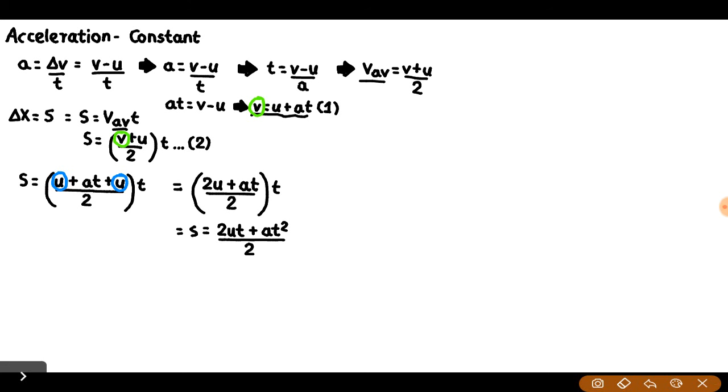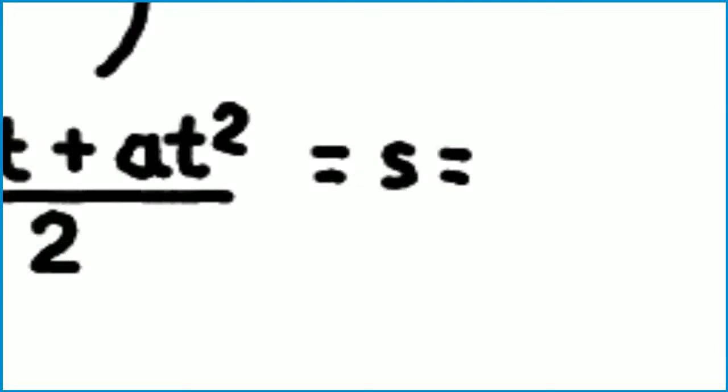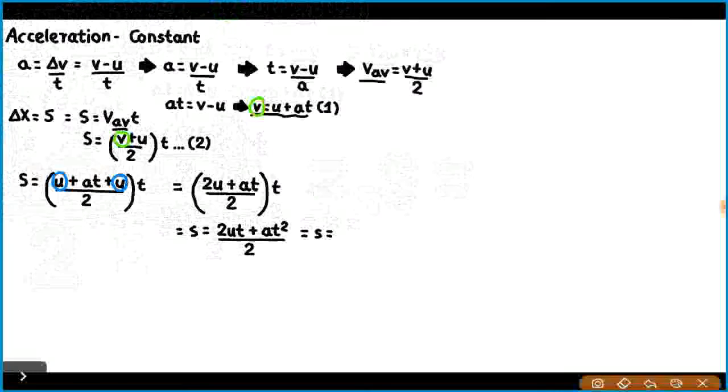Now, here S, which is equal to 2ut over 2. Let's divide all of them by 2: 2ut over 2 plus 2at square over 2.